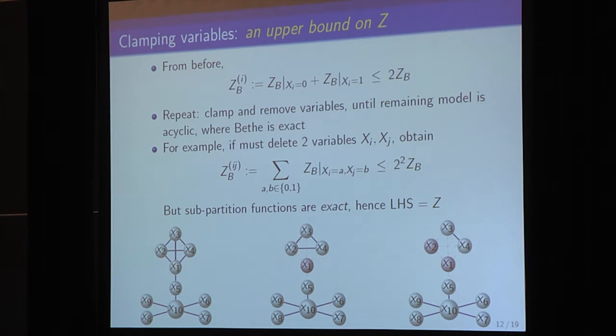But now the insight is that each of these subpartition functions is on a model which doesn't have any cycles, so it's exact. So let me just say that again. Each of these conditional ZB's in the middle is equal to the conditional true Z. And when we add up the conditional true Z's, just like we did before when we had the gold and the pink, we get the true total partition function Z. So the left-hand side here is actually exactly equal to Z, and we get Z is less than or equal to 4ZB.